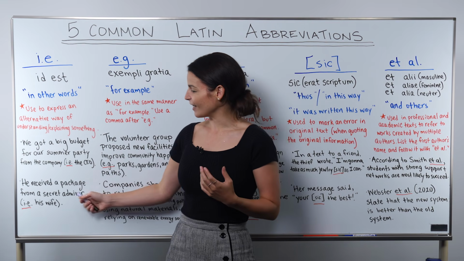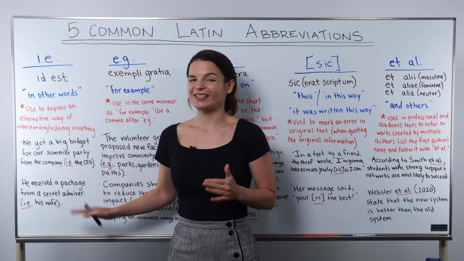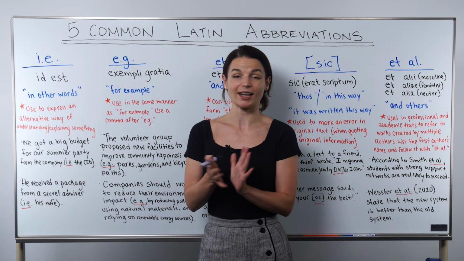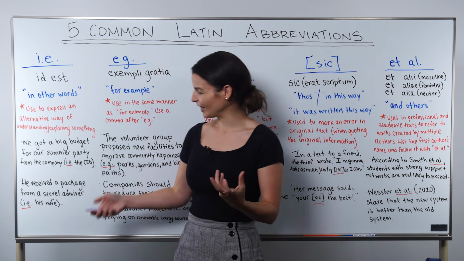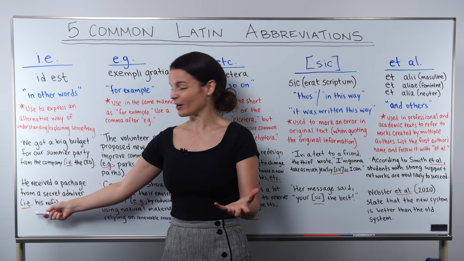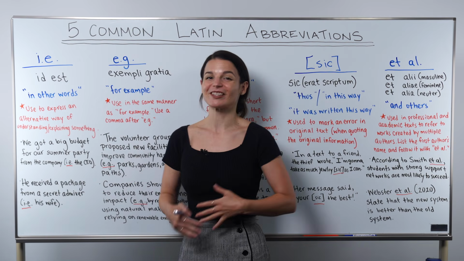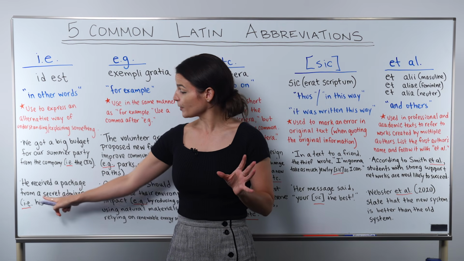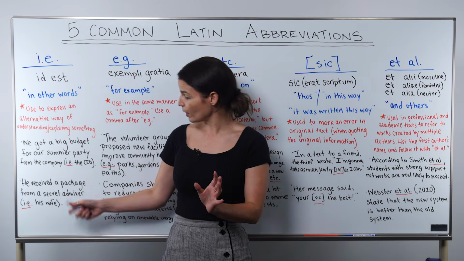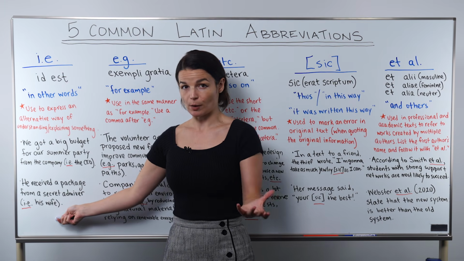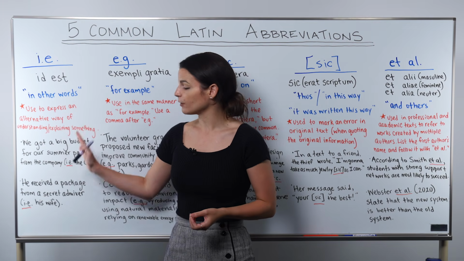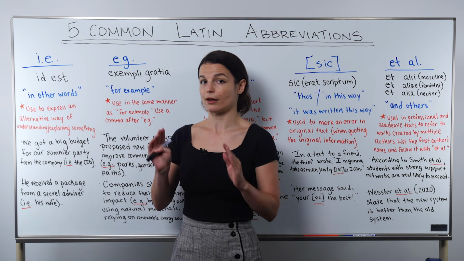So in this case, the sentence is made to sound a little mysterious. He received a package from a secret admirer, like a secret love kind of thing. But we make this clear with I.E. In other words, his wife. So again, we follow a secret admirer with the alternative way of explaining or understanding the concept. So these are just a couple of different ways that we use this I.E.